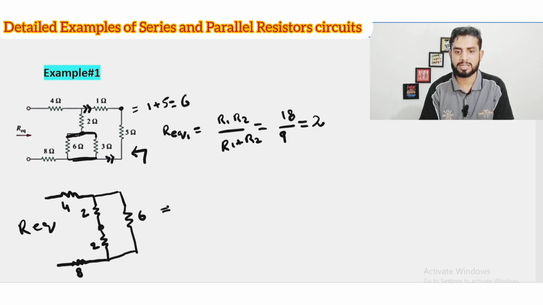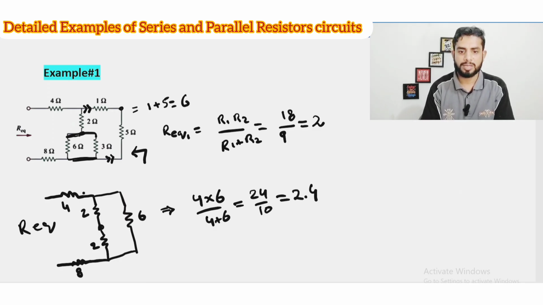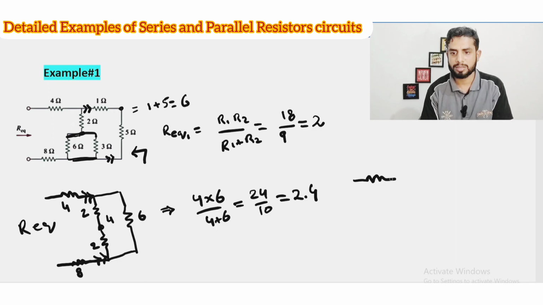2 plus 2 will be 4. 4 in parallel with 6 will be 4 into 6 divided by 4 plus 6, that is equal to 24 divided by 10, that is equal to 2.4. So insert it here. We have solved up till here. This became 4 ohm, 2 plus 2, 4, and 4 in parallel with 6 we have found here, and this will become the new circuit of 4 and 2.4 here, and 8 is here.